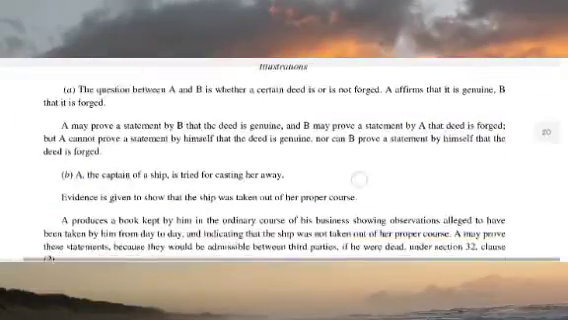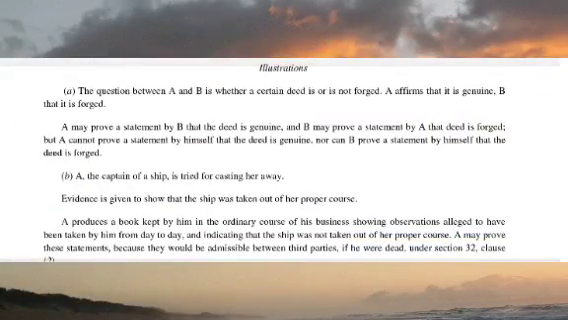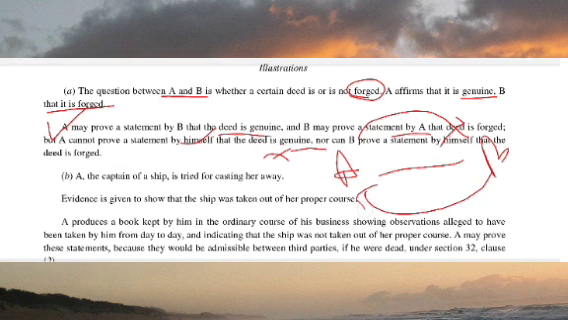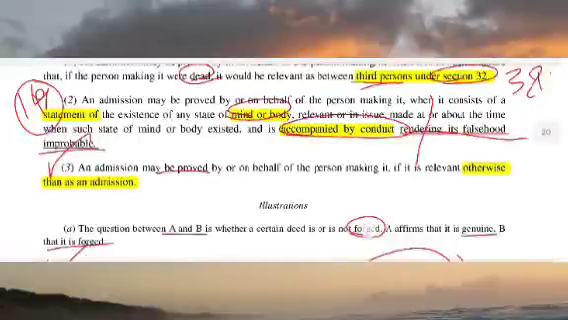Section 21, illustration A. The question between A and B is whether a certain deed is or is not forged. A affirms that it is genuine, B that it is forged. A may prove a statement by B that the deed is genuine, and B may prove a statement by A that the deed is a fraud. But A cannot prove a statement by himself that the deed is genuine, and B cannot prove a statement by himself that the deed is forged. That means A can prove the statement by B that the deed is genuine, and B can prove the statement by A that the deed is forged.